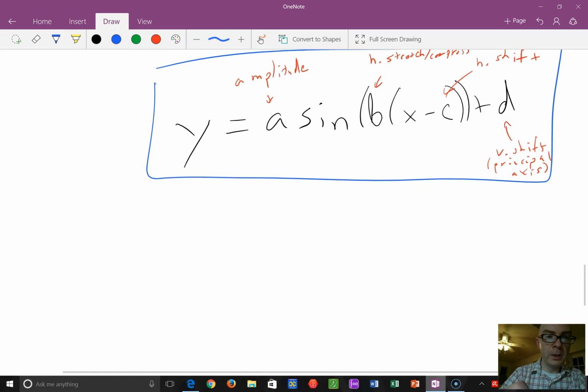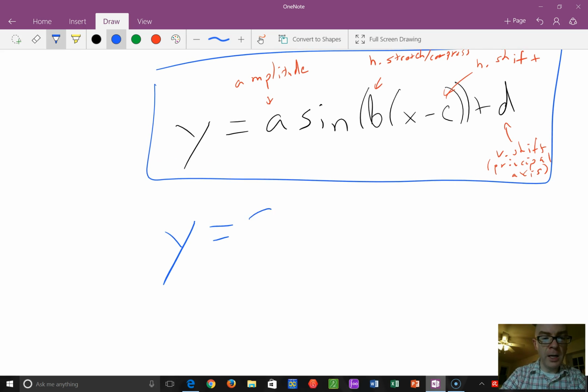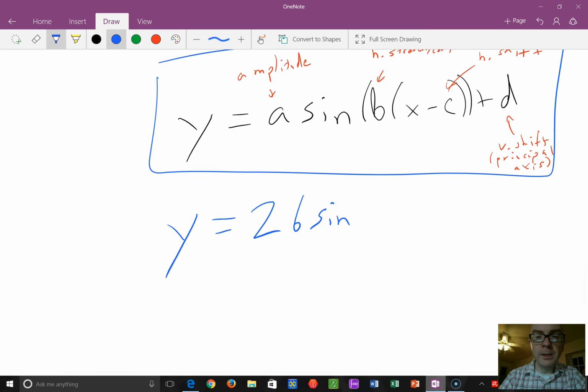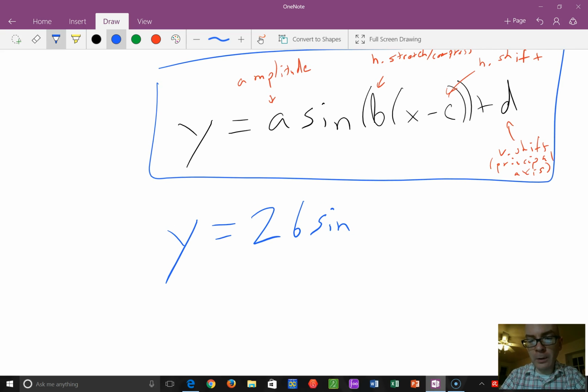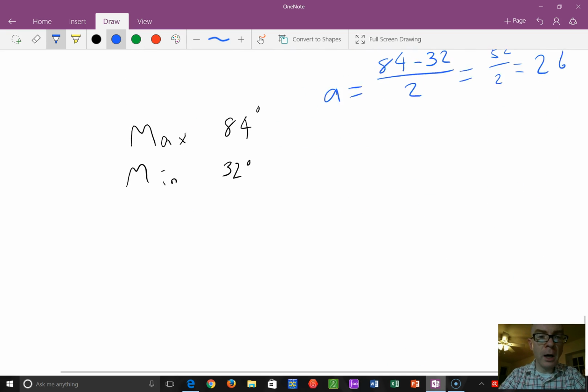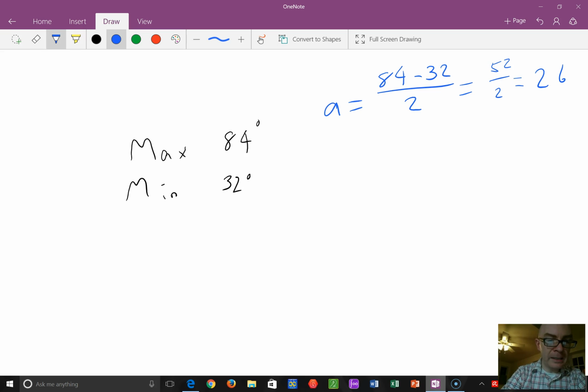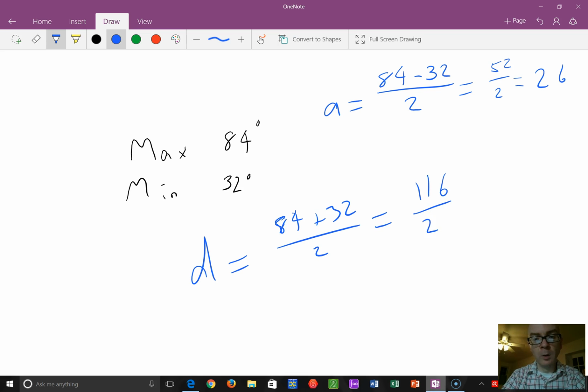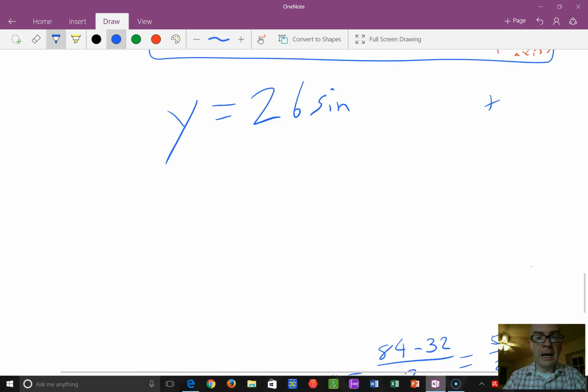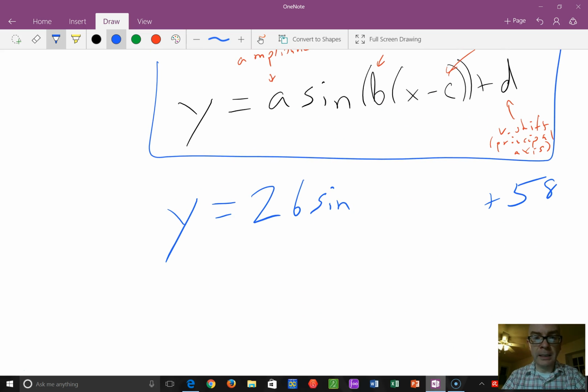So we go back up to our equation, and then what do you know? We've already got our A of 26. Sine is coming up next. We could go to B right now. I'm going to hold off on that one a little bit because I want to get to D. Since we're already talking about the maximum and the minimum, your principal axis, your D, is going to equal your maximum plus your minimum divided by 2. In this case, we get 116 over 2, which is equal to 58. So we've already got A and D just like that.